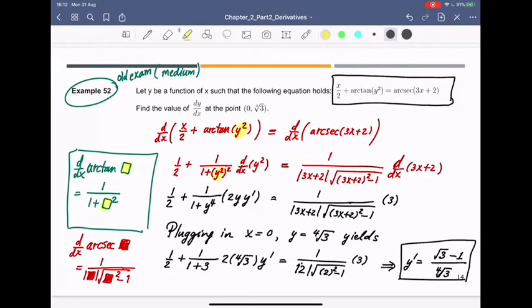Usually students make mistakes on this step that I highlighted in light blue, because you forgot that you have to use the implicit differentiation technique, the chain rule, inside there. And also you forgot the absolute value here. That's usually your mistake on the exam.